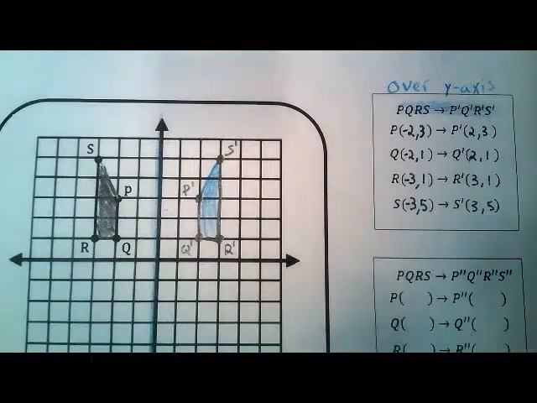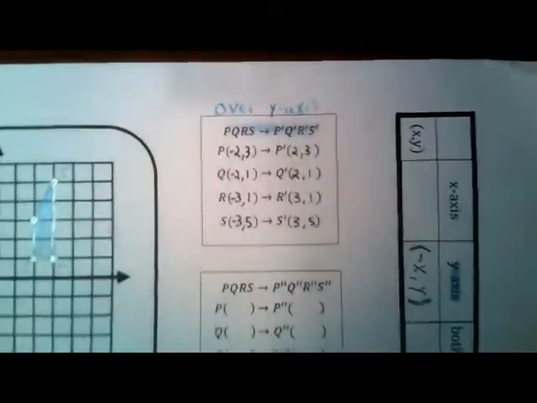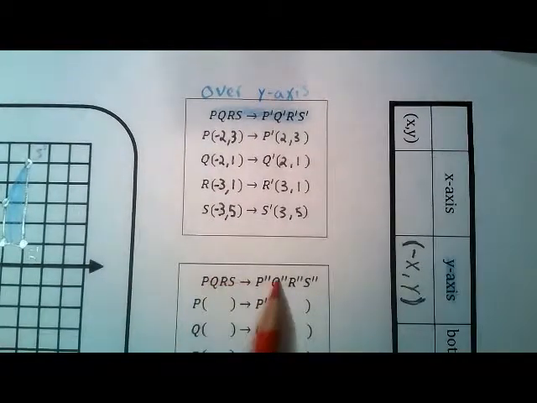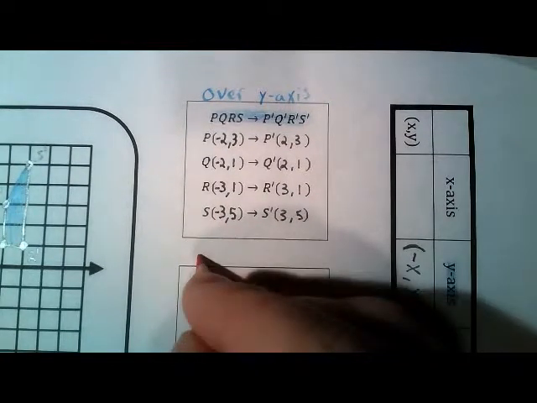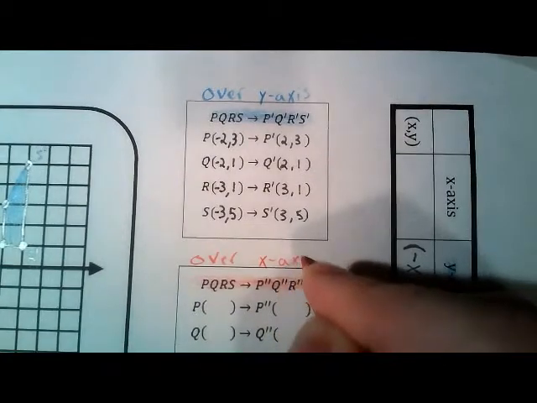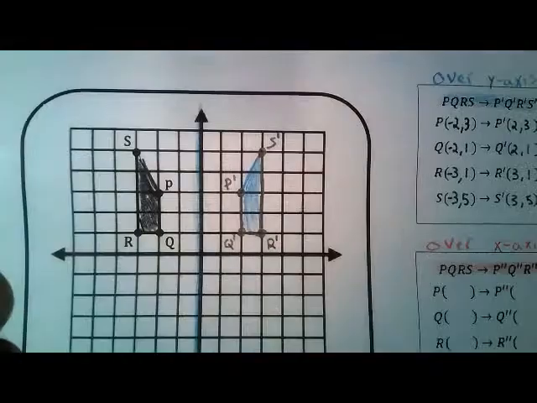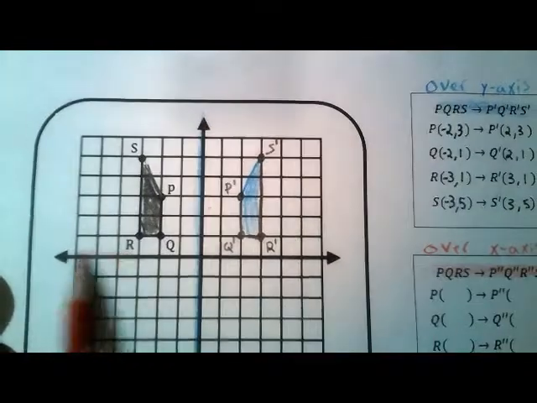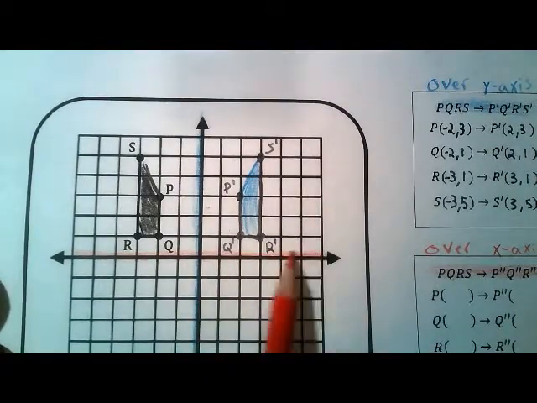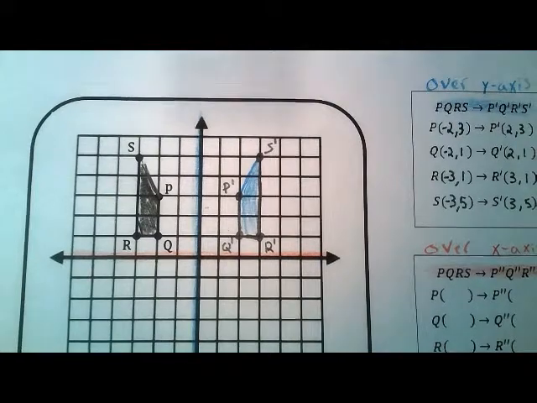So our next reflection is going to be over the x-axis. And for this one, we're going to use red. And I'm going to shade that in and just show that this is over x-axis. And then on my coordinate plane, I'll also shade this red to show that that's what I'm reflecting over. So everything's nice and color coordinated again.